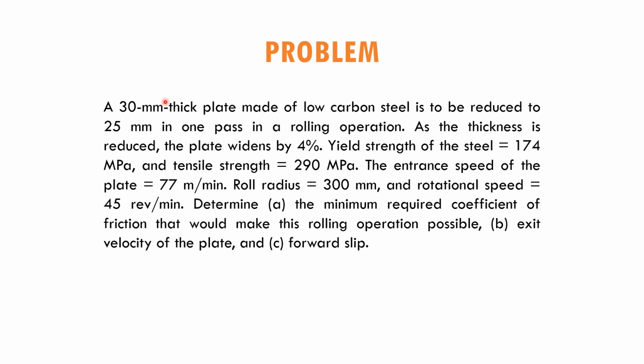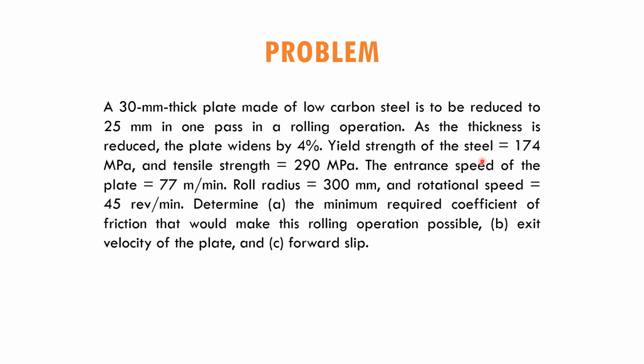A 30 mm thick plate made of low carbon steel is to be reduced to 25 mm in one pass. So it's already given, the draft d is equal to 25 mm in one pass. In a rolling operation, as the thickness is reduced, the plate widens by 4%.